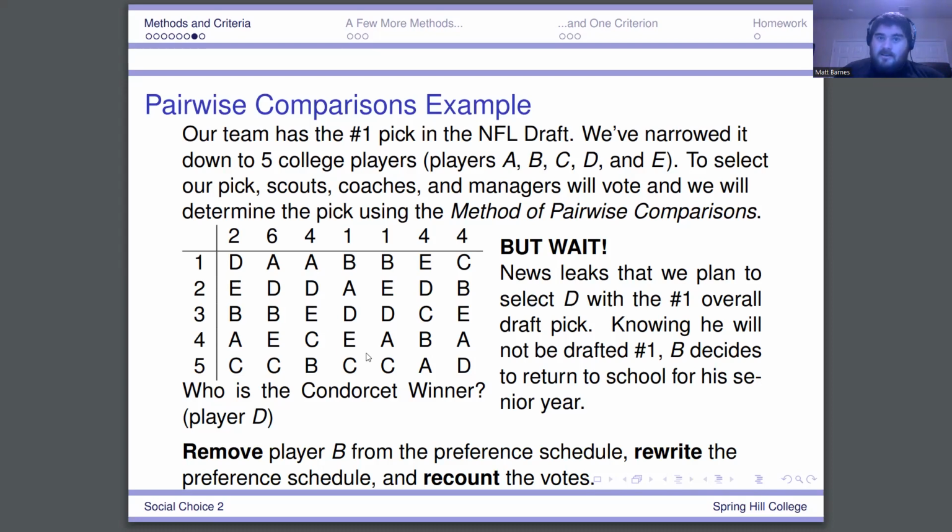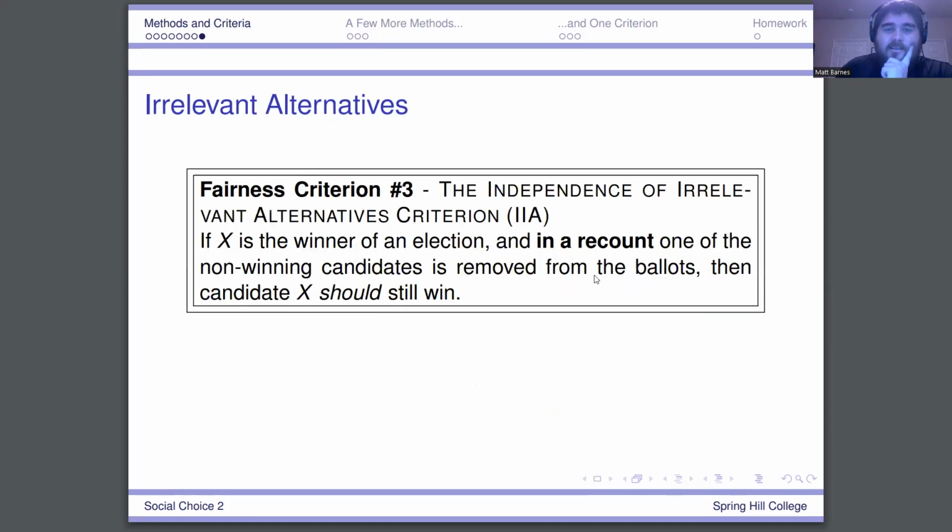Go ahead and pause here so you can do this for yourself, and then I will let you know that, in fact, A and D will tie in this. So this is interesting, right? We had a player that wasn't going to be our pick. They left. We should probably still pick the same person, right? But it turns out all of a sudden now it's a tie. Now it's a tie between A and D. Okay, that's interesting. Well, this gives us some motivation to maybe come up with a new fairness criterion, right?